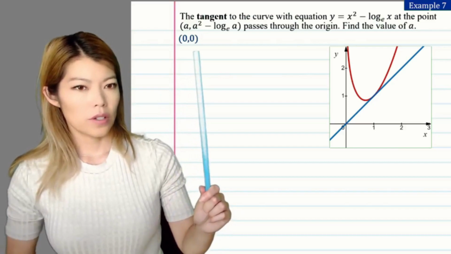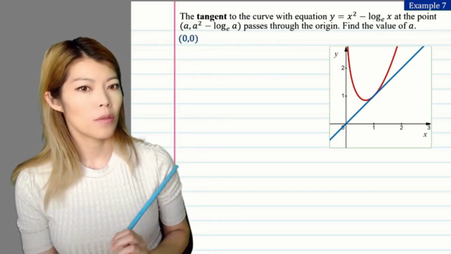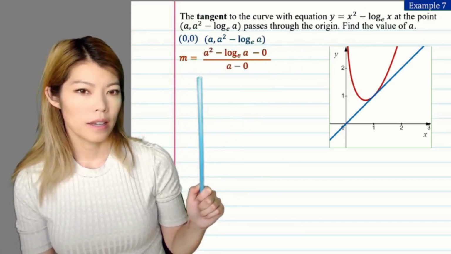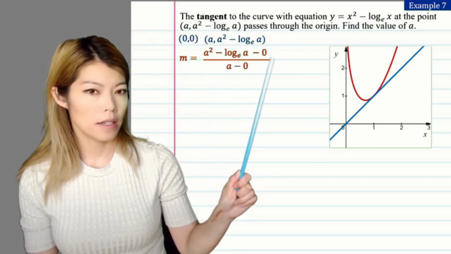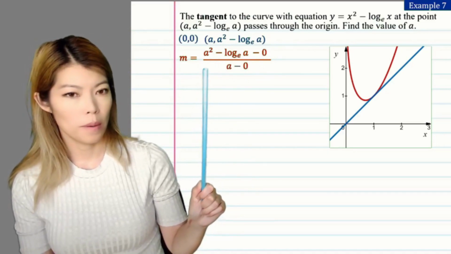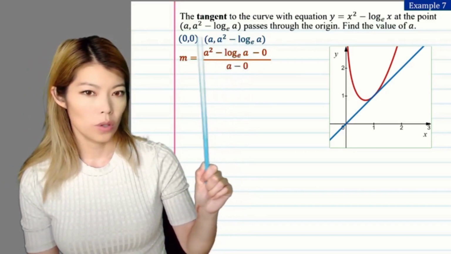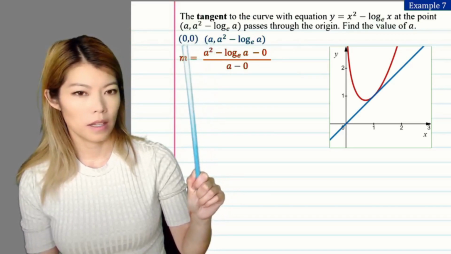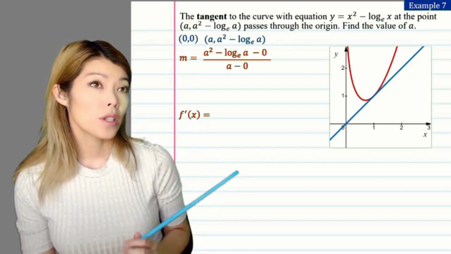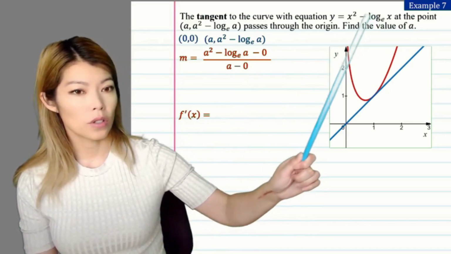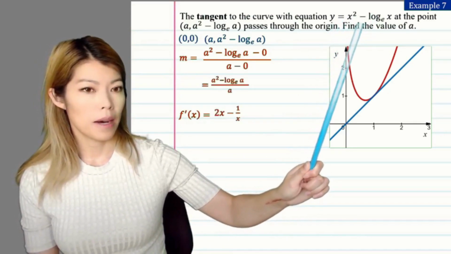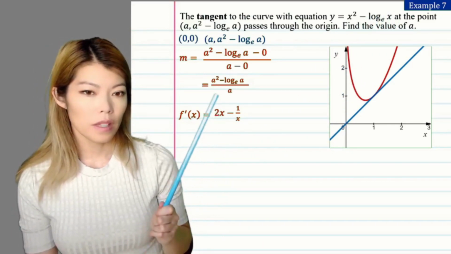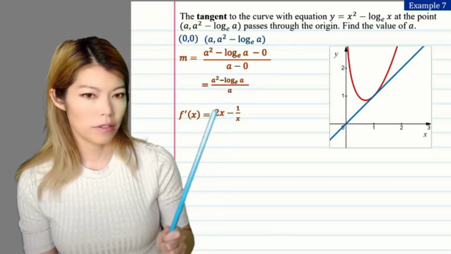So we know that it goes through the origin, so we have a coordinate, and now we have to find the gradient. The gradient will be y2 minus y1 over x2 minus x1. Now another way to find the gradient is to find the derivative. So 2x, and minus the derivative of log e x, which is 1 over x. I've also simplified by getting rid of the zeros there.